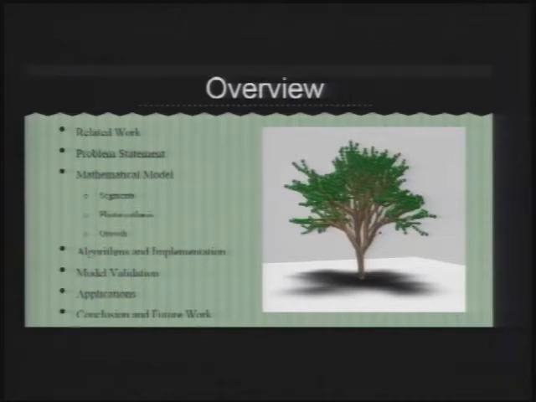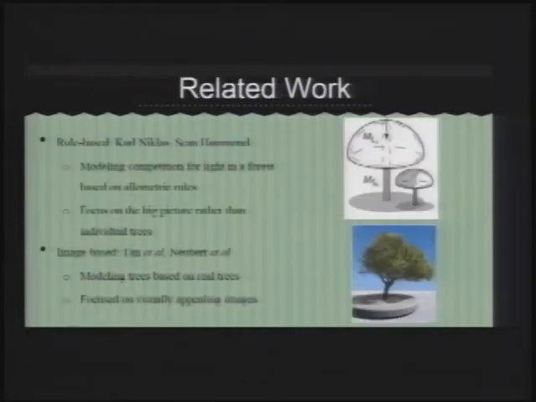We represent a tree as a collection of segments, which we use to calculate the process of photosynthesis and generate carbon for growth. We'll then talk about the algorithms we implemented and how we wrote code for this model. We'll go into how we validated the model against characteristics of real tree growth, then into some applications, how we applied it to some situations that could be useful, and then we'll conclude and talk about some future work that can be done in this area.